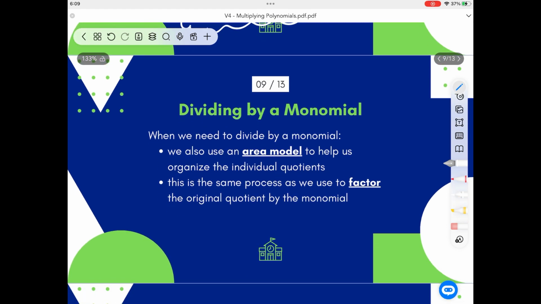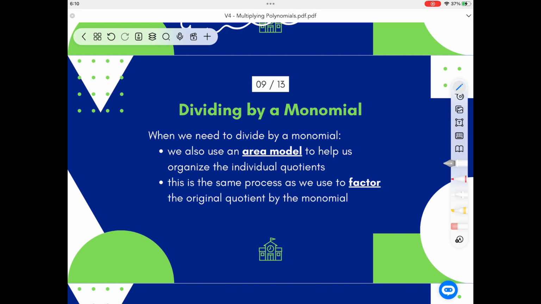So wrapping up our notes on dividing by a monomial. When we need to divide, we also use an area model to help us organize the individual quotients, those individual pieces across the top. Again, the process is sort of backwards, where we start with the inside and work to find the outside at the top. But then as far as vocabulary goes, this is the same process we could use to factor the original quotient by the monomial, or to factor it by a greatest common factor, a GCF.